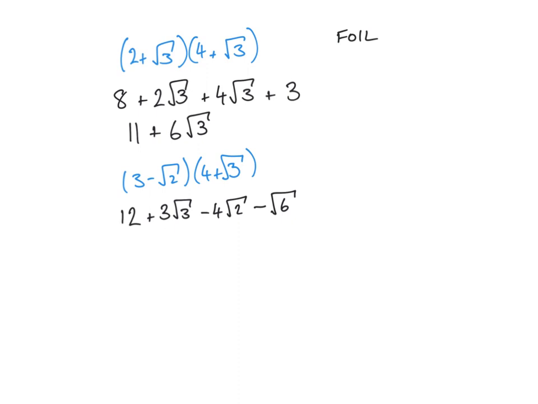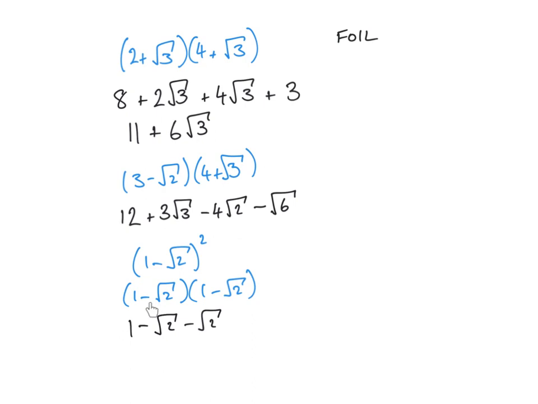Final example here. Again, when we've expanded brackets, we've seen something like this: 1 minus root 2 all squared, the bracket all squared, which we know means, well, you multiply the bracket by itself. So it's 1 minus root 2 upon 1 minus root 2. So again, first 1 times 1 is 1. The outers, 1 times minus root 2 is minus root 2. The inners, minus root 2 times 1 is again just minus root 2. And finally, the lasts, well, minus root 2 times minus root 2, well, a negative times a negative is positive, and root 2 times root 2 is 2.